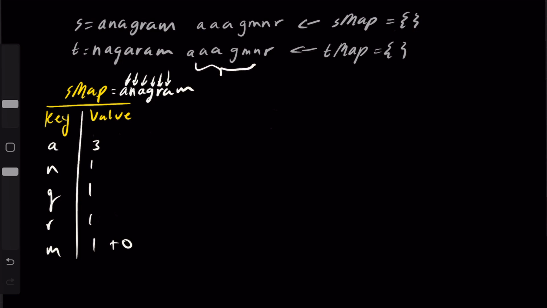What do these have in common? Well, they have the same amount of letters. They have the same letters, so A, G, M, and whatever. Now, if it's not an anagram, the length of both S and T should be different, right? So that's the first thing we're going to check.